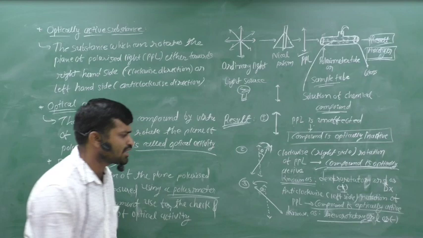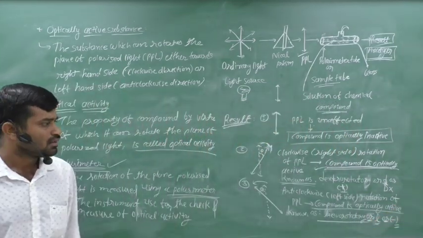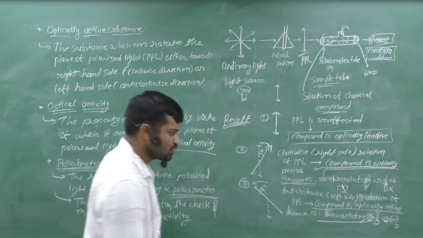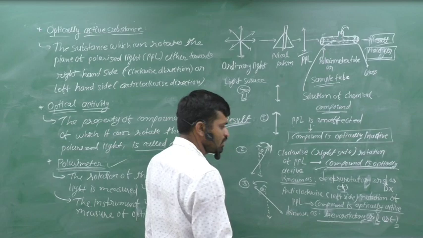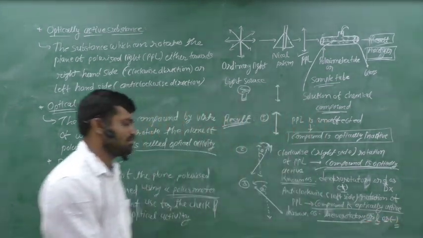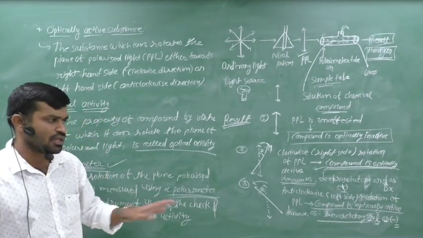Levorotatory, or small l, or minus. The meaning of plus, small d and dextrorotatory is the same. The meaning of levorotatory, small l or minus is also the same. You can say levorotatory or small l or minus, it is the same.